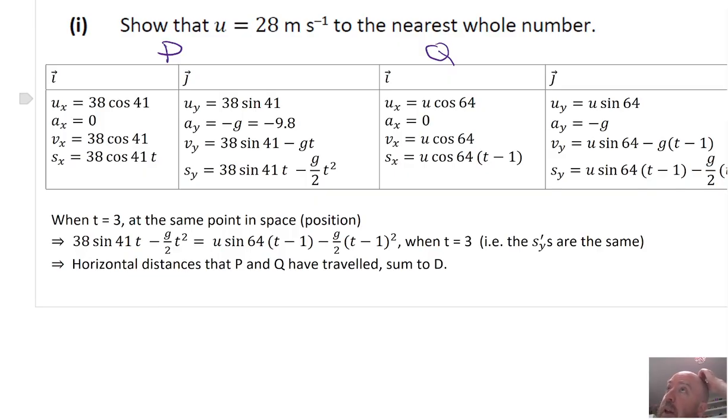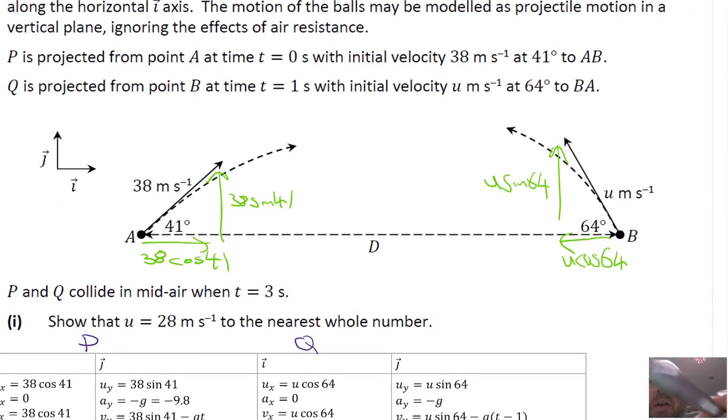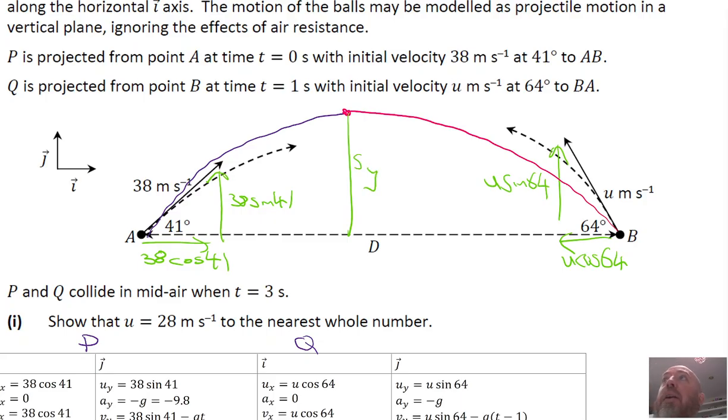So if they collide, I will use the diagram here. If they collide, it means that P has gone to say there, and Q has gone to there. Okay, so they are colliding. So the first thing we did was the SYs are the same, so they have the same height. I hope that's intuitive. What's happened next though is the horizontal distance P has traveled is that, and the horizontal distance Q has traveled is that.